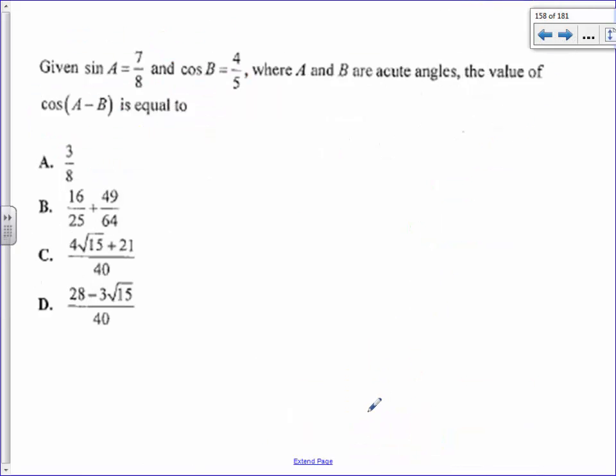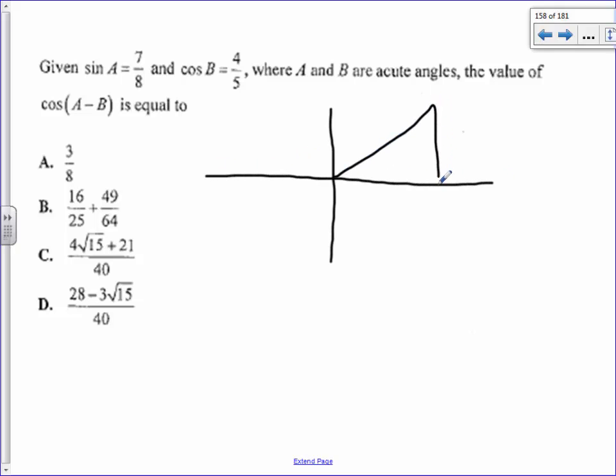This one looks really similar in terms of what we're doing. Yeah, let's give it a try. Sine is 7 over 8. So if I draw a triangle in this quadrant here, that would be opposite and hypotenuse. By the way, I'm putting it in this quadrant right here because it tells me that A and B are acute angles, so I know that it has to be in quadrant 1.